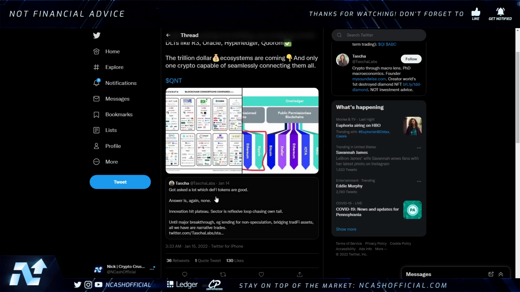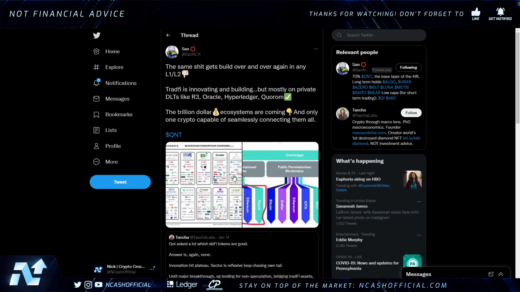Even here, got asked a lot, which DeFi tokens are good. Answer is again, none. Innovation hit plateau. Sector is reflective. Loop chasing own tail until major breakthrough, e.g. lending for non-speculation, bridging traditional finance assets. All we have are narrative trades, but we don't need that. There's a lot of great assets in this space. I think that's just overshadowed by hype and lack of substance, which is the problem.